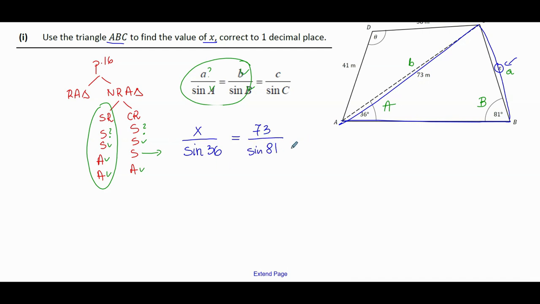How do we solve it? Two ways. It's a fraction equal to a fraction. You can always cross multiply. But in this case, we just need to get rid of the denominator. How do we get rid of the denominator, the bottom of the fraction, division? We multiply, isn't it? And we multiply both sides of the equation. So that's why we have x equals 73 over sin of 81 multiplied by sin of 36. We put that in the calculator, and to one decimal place we get 43.4.